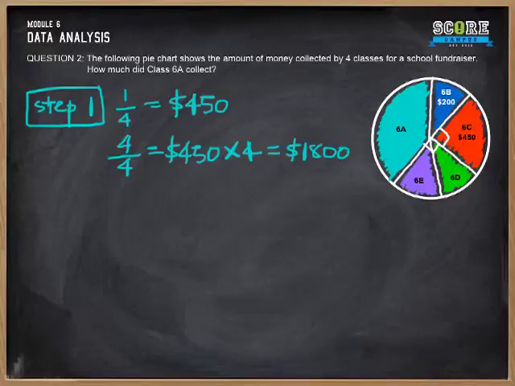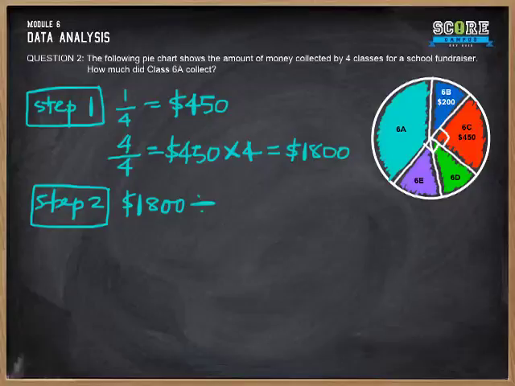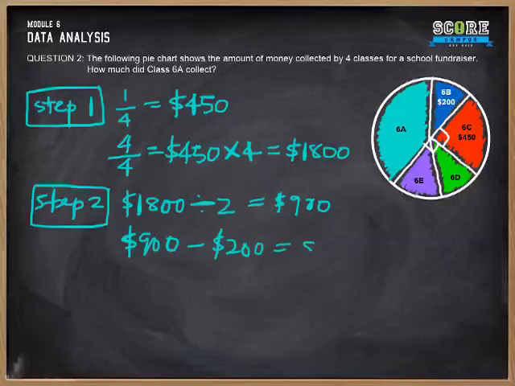Now we can find how much class 6A collected, right? Step 2. You realize that 6A and 6B together have collected half the amount based on the pie chart again. So take the $1,800 divided by 2 and you get $900. You know that 6B collected $200. So to find 6A, you take $900 and you subtract $200 and the remainder is $700. That is what 6A collected, and that is your final answer. Moving on to question 3.